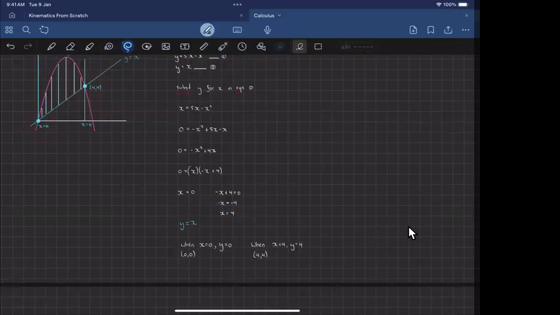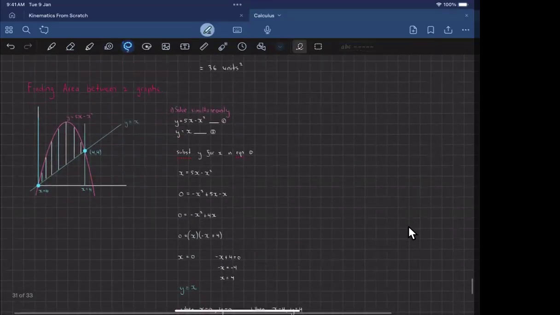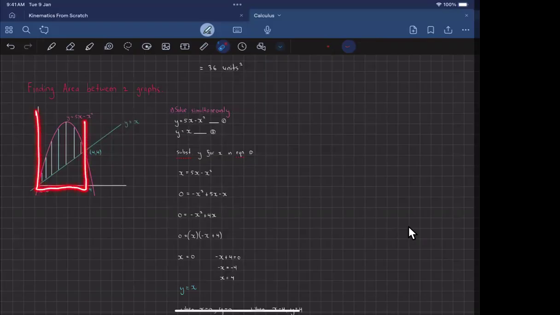So anytime you have a question involving two graphs, you need to find the points of intersection, right? And that will tell you the limits. So in other words, we need to integrate from this interval to this interval. That's what we need to do. And let me explain why. So let's move on to the next thing.